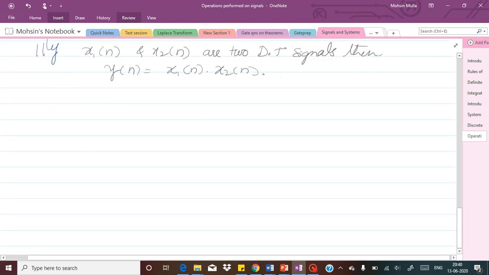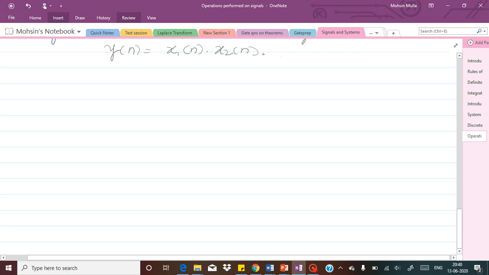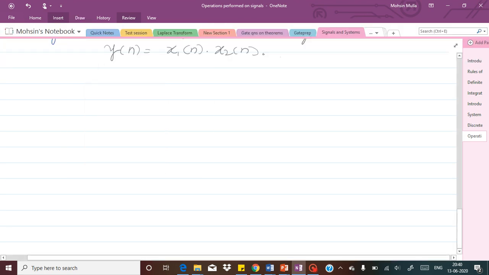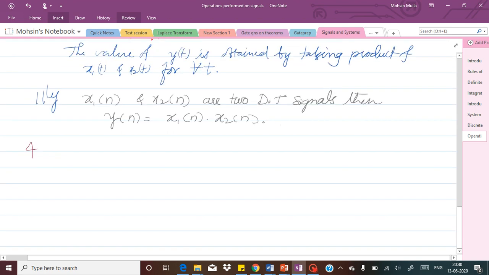Now the next operation, the fourth operation, is differentiation.